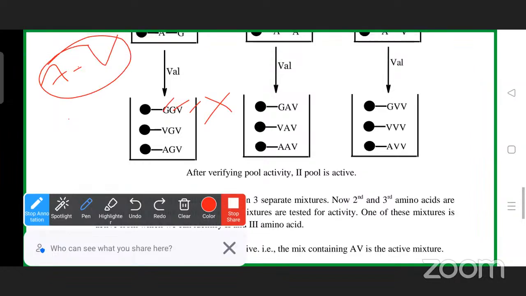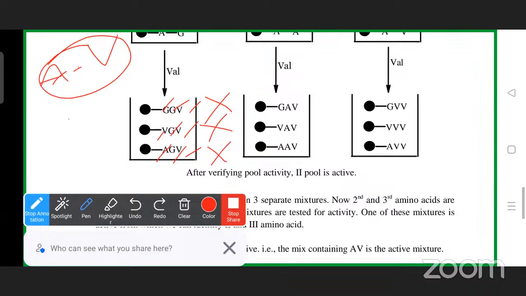Next, we add it to the second dipeptide: valine, glycine, valine. This is also not the active compound. Next, alanine, glycine, valine. This is not our active compound either.